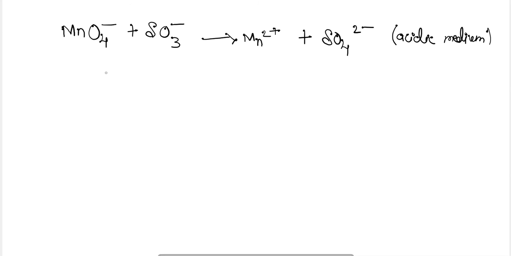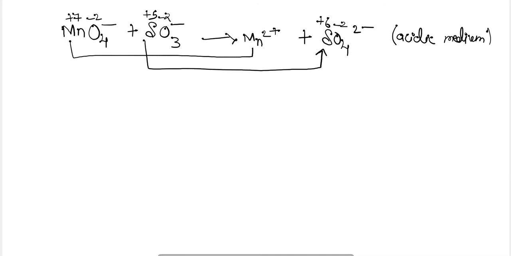So here, first we have to take out the oxidation state for each atom. So for oxygen it is -2. So for Mn it will become +7. For oxygen it is -2. So for sulfur in SO3 2 minus it will become +4. For Mn2 plus, and for sulfur here in SO4 2 minus it will be +6. Okay, so here we will see that sulfur is undergoing oxidation and manganese is undergoing reduction here.